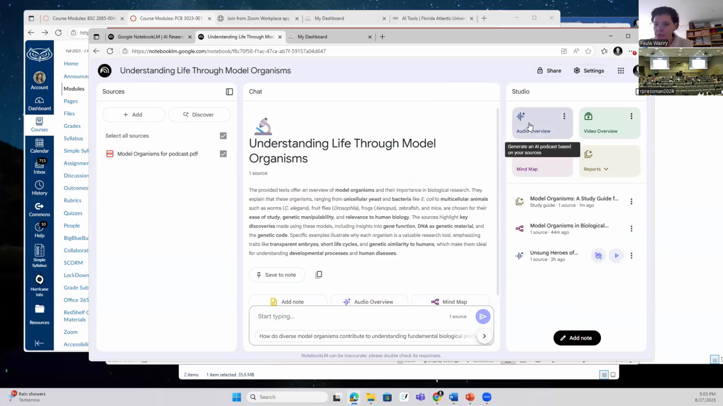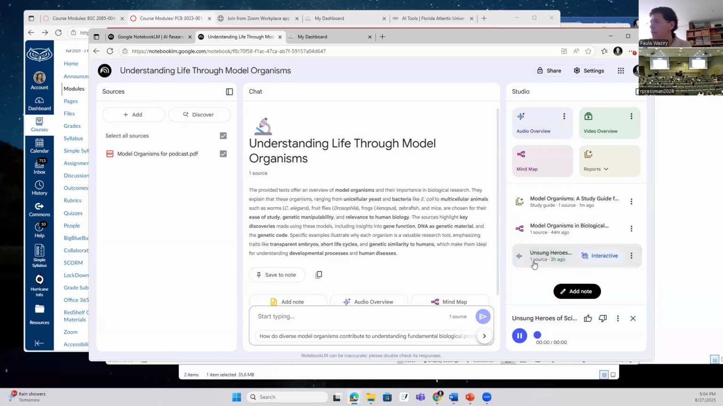And at first I thought this was going to be something really boring, a monotone kind of reading the book out loud that is going to put me to sleep. But no, this is really cool stuff. Look at that. If I go to the podcast, listen how this comes out.